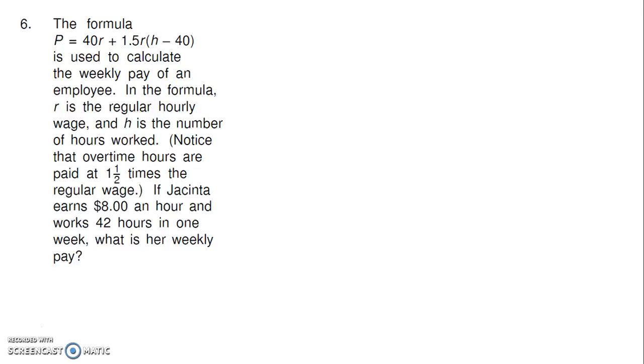If Jacinta earns $8 an hour and works 42 hours in 1 week, what is her weekly pay? So really she works 2 extra hours in overtime. But the formula completely takes care of that for you. So P, her overall pay, would be 40 times her regular hourly rate plus 1.5 times her regular hourly rate. And then within parentheses, you're going to do how many hours she worked minus the first 40 hours.